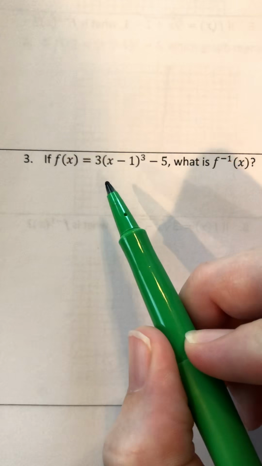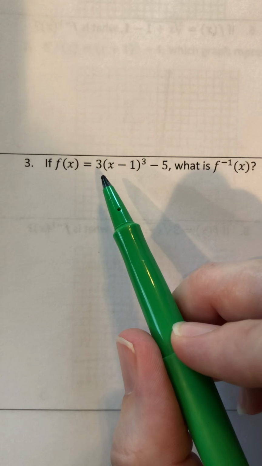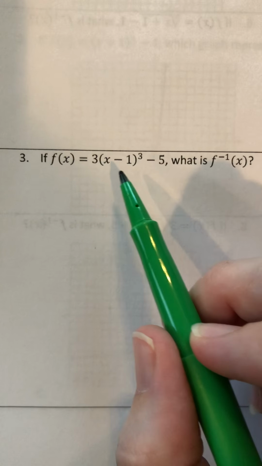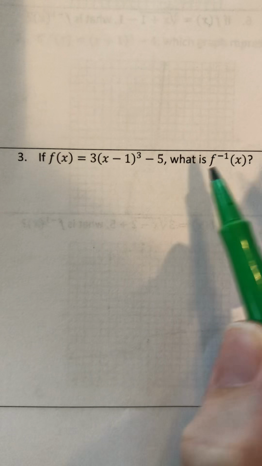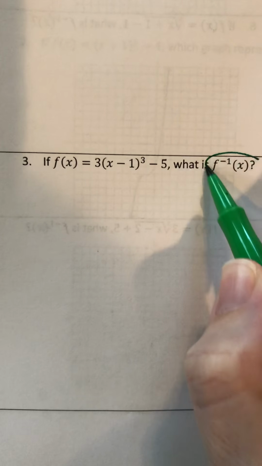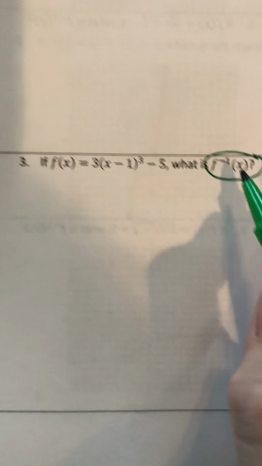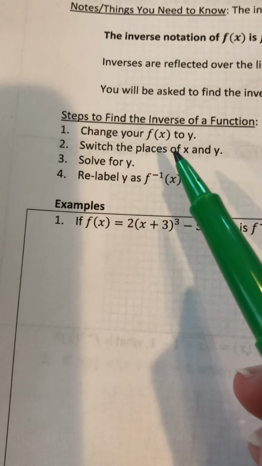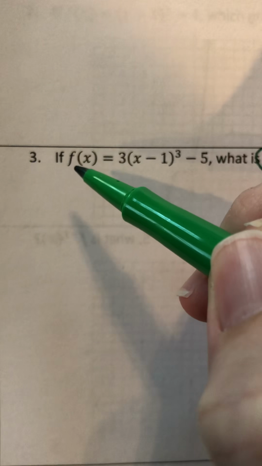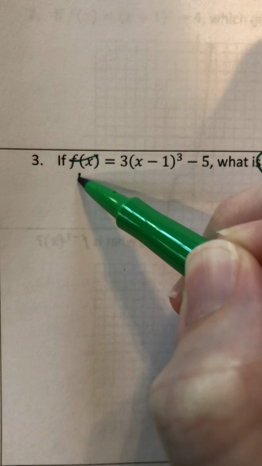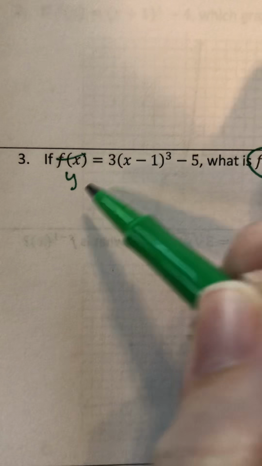So for number 1, they have this note that says if f of x equals 3 times (x minus 1) to the power of 3 minus 5, what is f -1 of x, or f inverse of x? So this tells us that we're looking for the inverse. And since it's an equation, we're gonna look at those steps up here. All right, so the first thing we're gonna do is make sure we change this f of x to y. And then we're gonna switch the places of x and y.